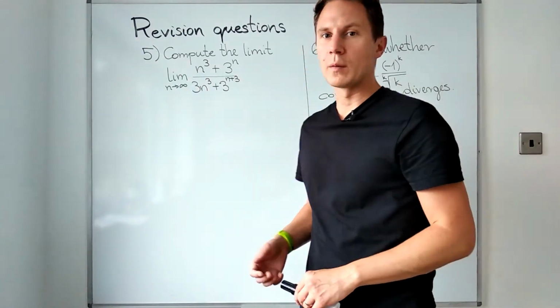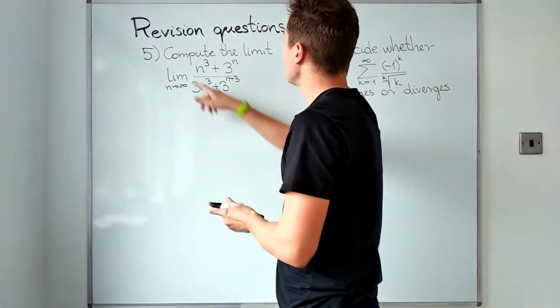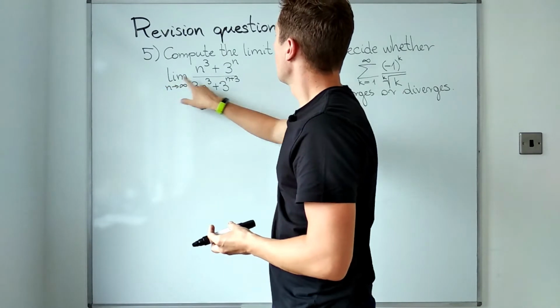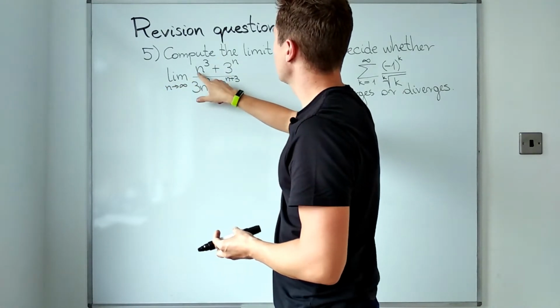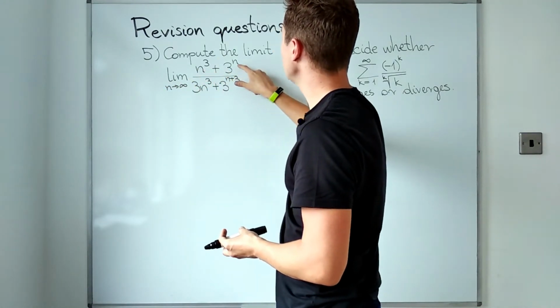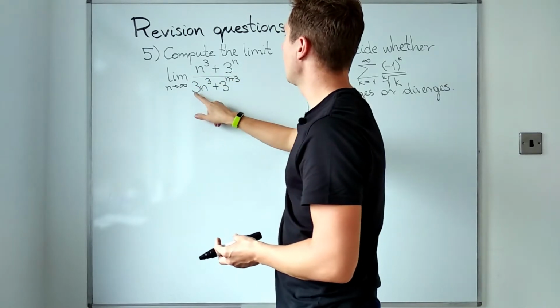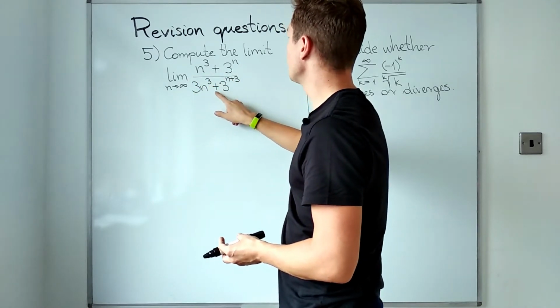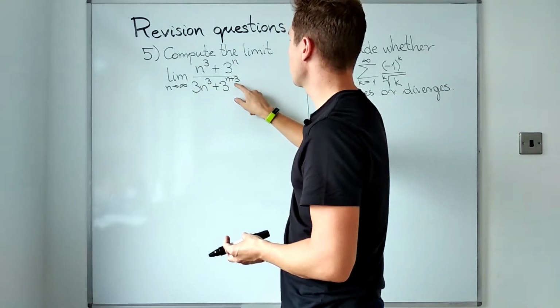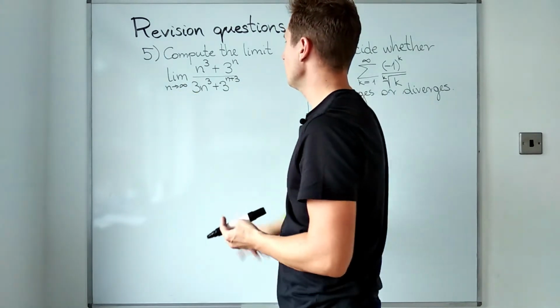Let's solve the following problems. Compute the limit of the sequence n cubed plus 3 to the power n, divided by 3 times n cubed plus 3 to the power n plus 3, as n tends to infinity.